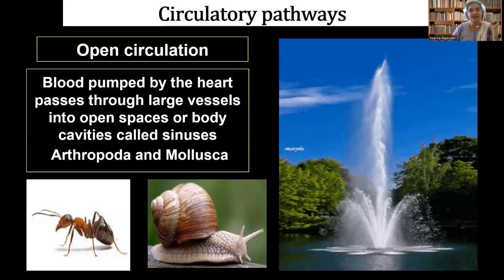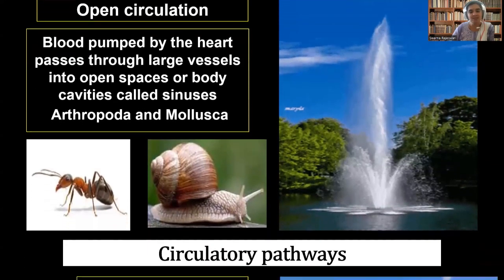So when we see the circulatory pathways, there are two types of circulation. One is open circulation and one is closed circulation. When the heart is pumping the blood into the larger blood vessels, that is into the spaces or body cavities, which we call sinuses, then such type of circulation is called open circulation. It is seen in phyla like Arthropoda and Mollusca. Here the blood is pumped into the cavities, which we call sinuses.